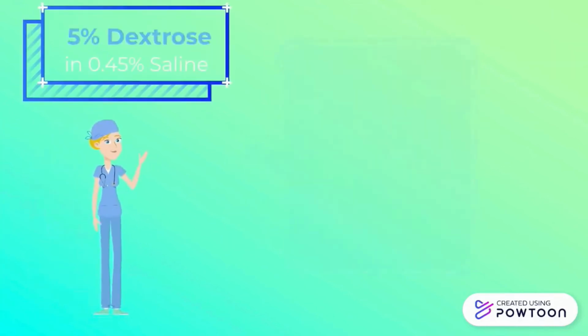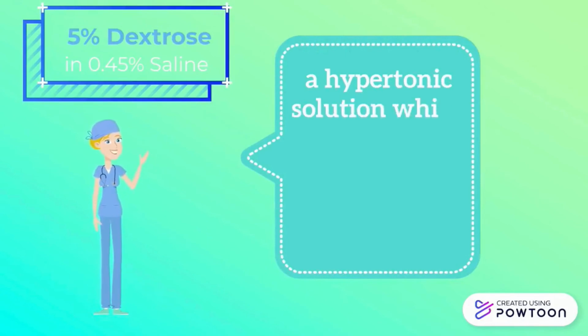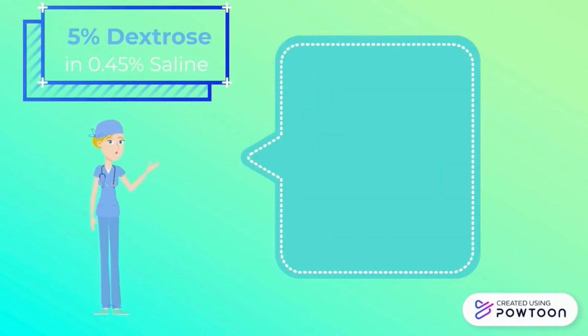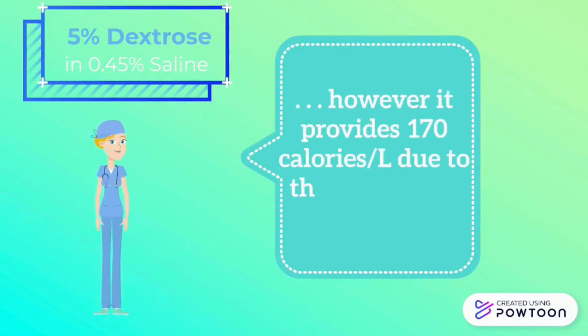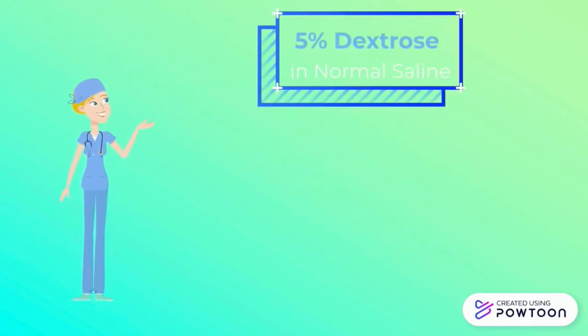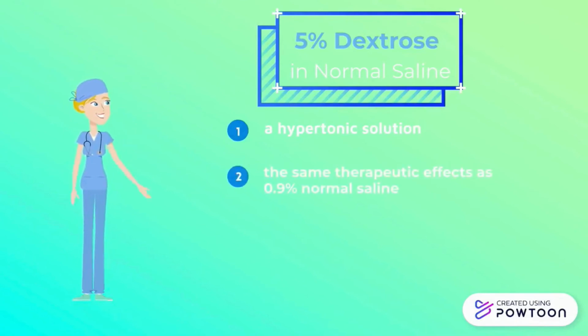5% dextrose in 0.45% saline is a hypertonic solution which has the same therapeutic effects as 0.45% saline, however, it provides 170 calories per liter due to the addition of dextrose. In the same way, 5% dextrose in normal saline is a hypertonic solution that has the same therapeutic effects as normal saline, although it also provides 170 calories per liter.